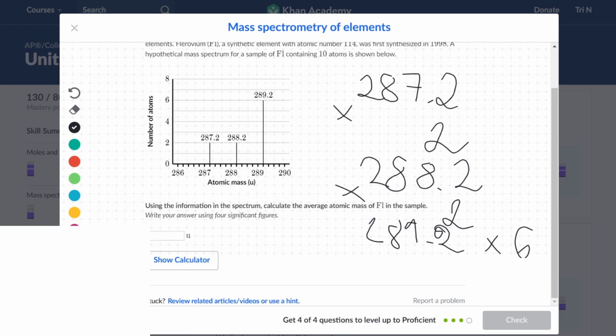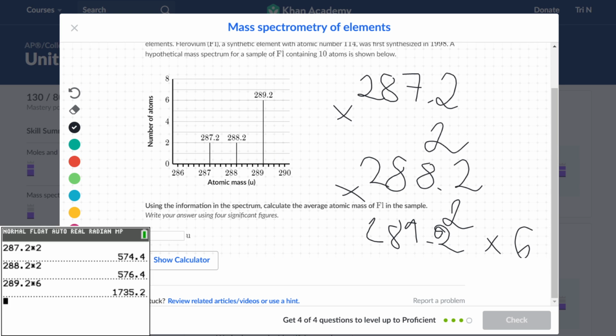So let's do our multiplication first. So 287.2 times 2, and then 288.2 times 2, and then 289.2 times 6. If we have a look at this, you should be able to see it right now, we have 3 multiplications, each corresponding to an atomic mass multiplied by the quantity, or the number of atoms. So now we have all of this. We would want to add them together. When we calculate an average, we would want to add everything together.